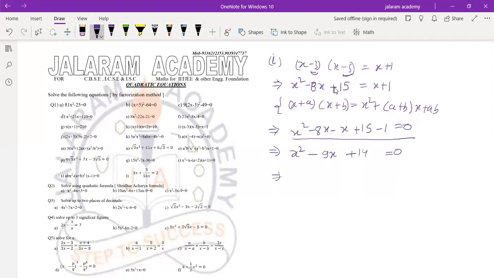Now 1 into 14 is 14. So we have to find the factors of 14 whose sum is 9, as it is +14. First 1 into 14, sum is 15, leave it. Next 2 into 7, sum is 9. So we have to use it. Is that clear to everyone?